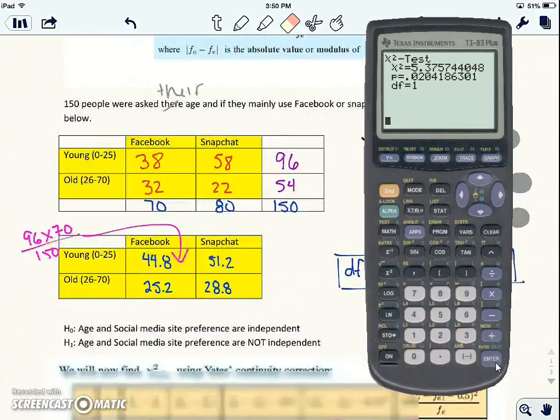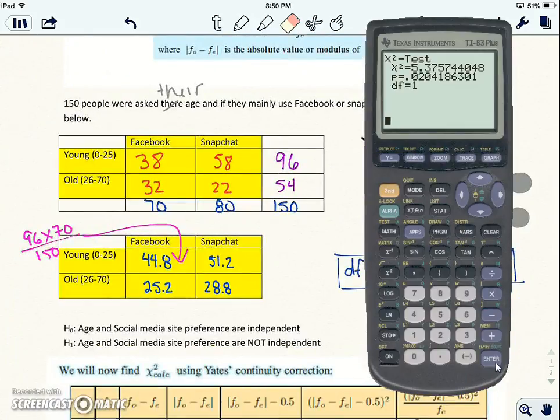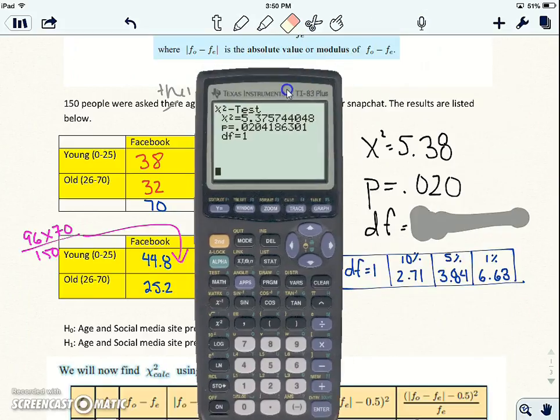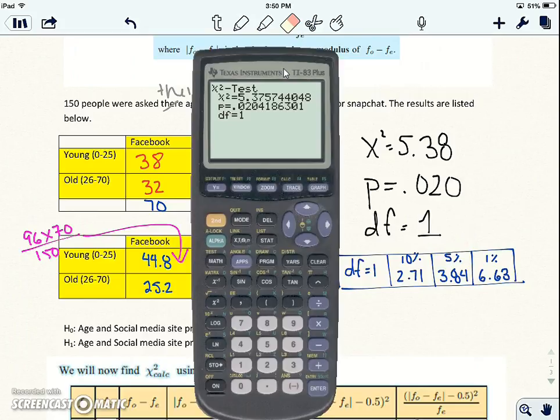Okay, and so if you look over here, it gave us a chi-squared value of 5.38, an approximate p-value of 0.020. Oops, let me scoot this over so you can write it in. And a degrees of freedom of 1, and that comes from doing the number of rows minus 1 times the number of columns minus 1. Okay, but that value is not actually that accurate because of the degrees of freedom. Okay, so instead we could do Yates.